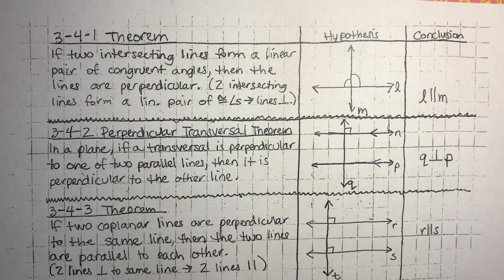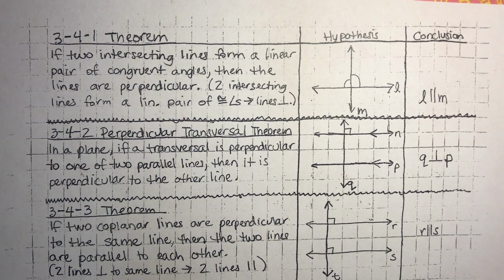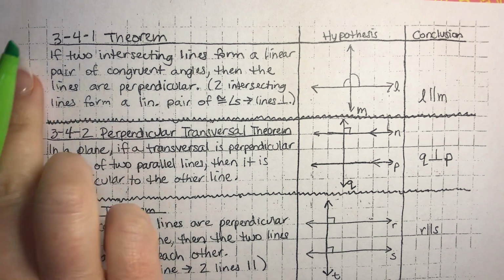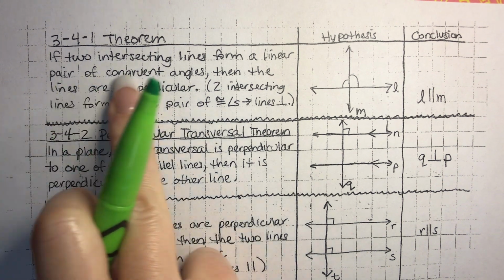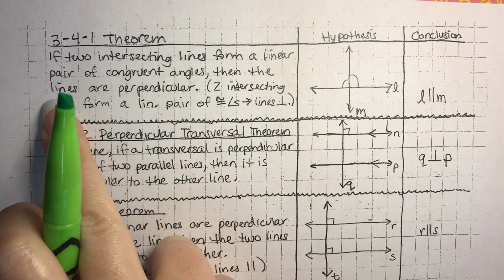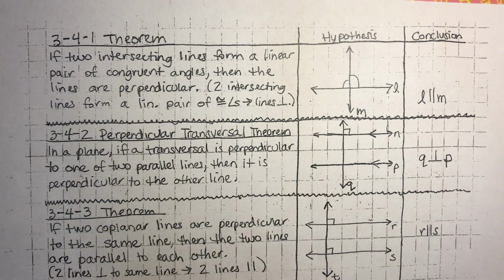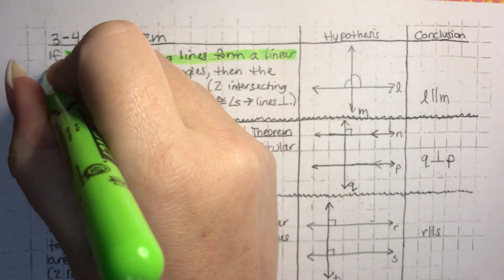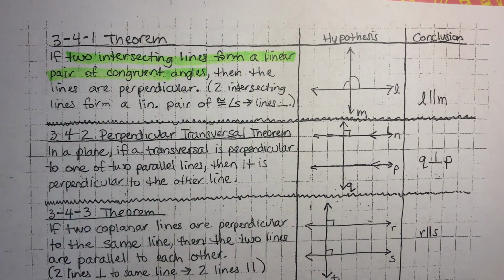All right, we're back with example 2, but before we get started, we need to go over some theorems. So the first one is the 3.4.1 theorem. It states, if two intersecting lines form a linear pair of congruent angles. So let's look at what that would look like.